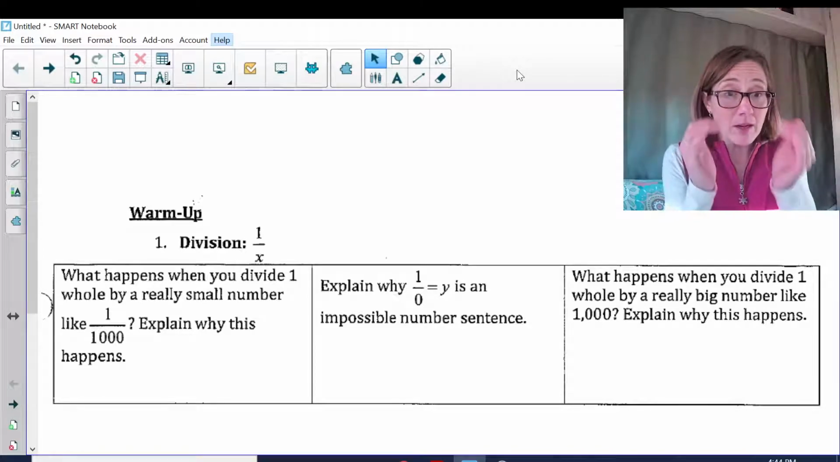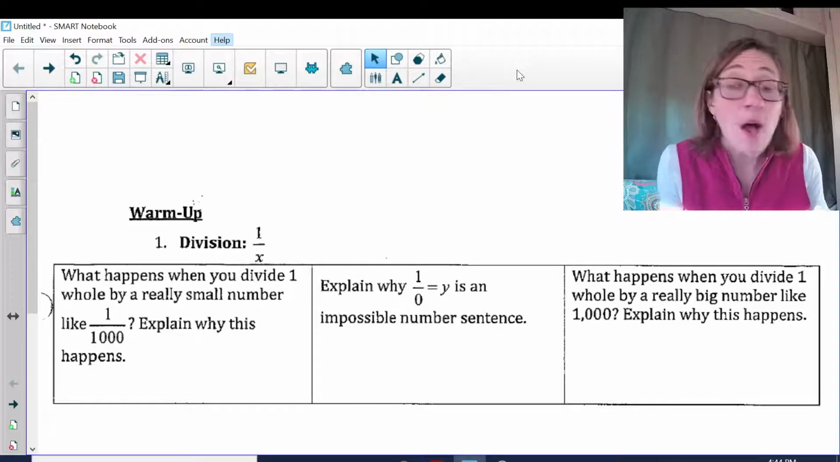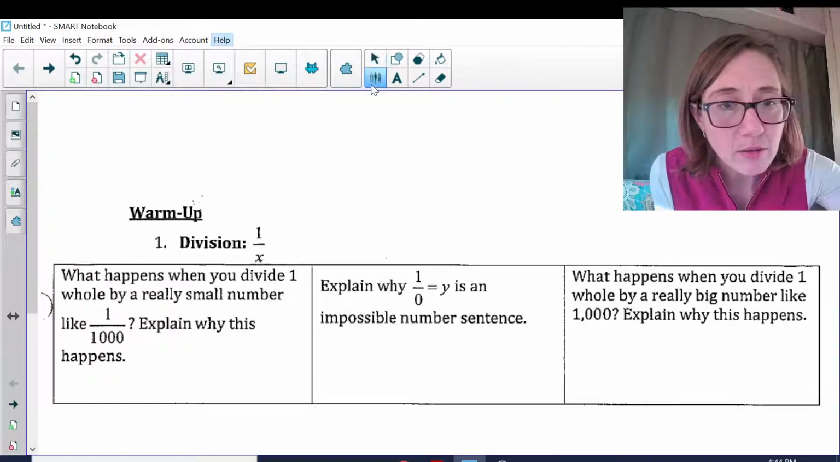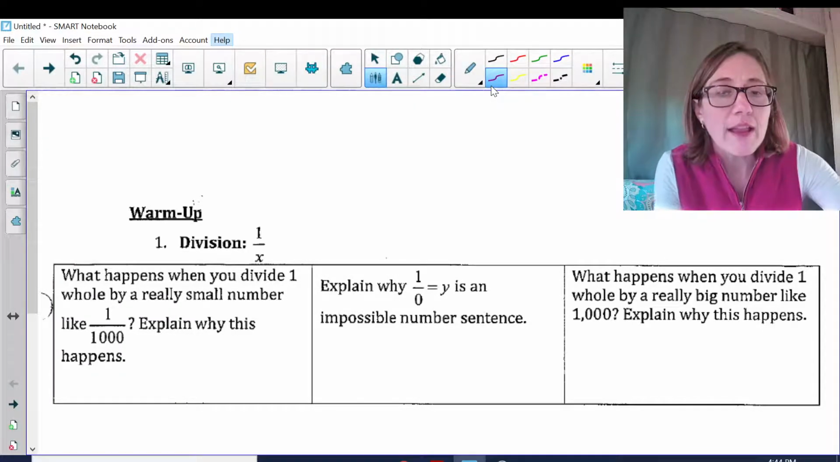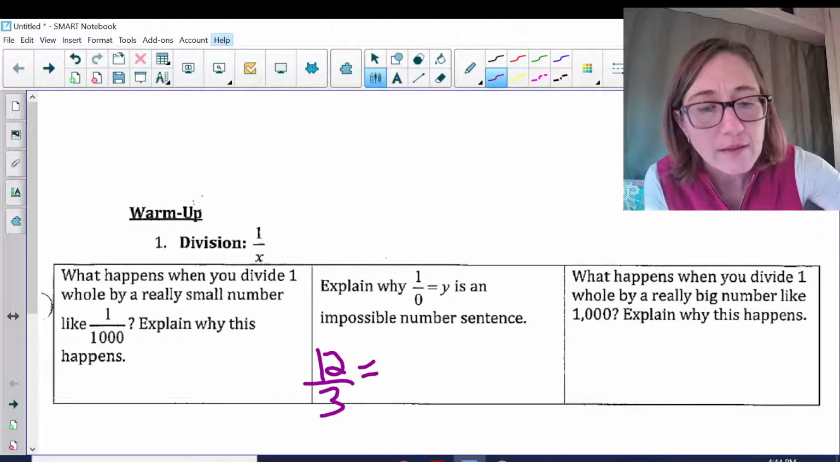Now let's talk about the one in the middle. It says, explain why 1 divided by 0 equals y is an impossible number sentence. And to do that, I would like to think about what is dividing anyway. So, like, let's say you had 12 and you were going to divide it by 3. What would you get? Well, 4. Yeah, you would get 4.